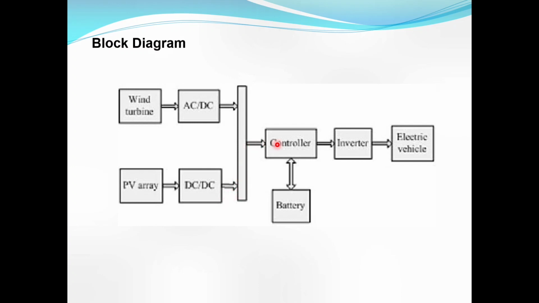Further, the bus bar connections are given to the controller. In the controller we use the MPPT controller, which is the maximum power point tracking controller. The secondary connection is for the battery, which we need for backup, and from the controller we need an inverter, and from the inverter we give the connections to the load, which is our electric vehicle.